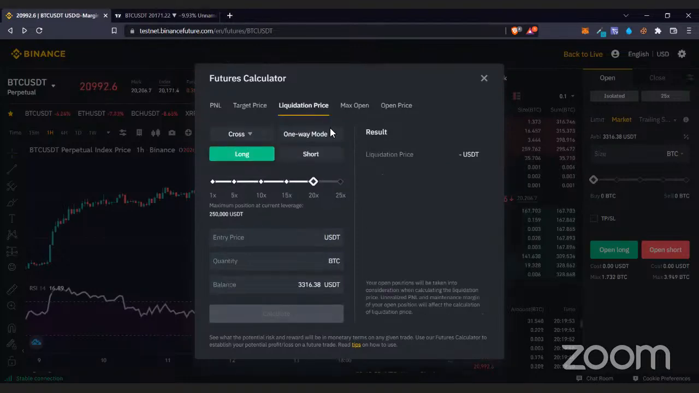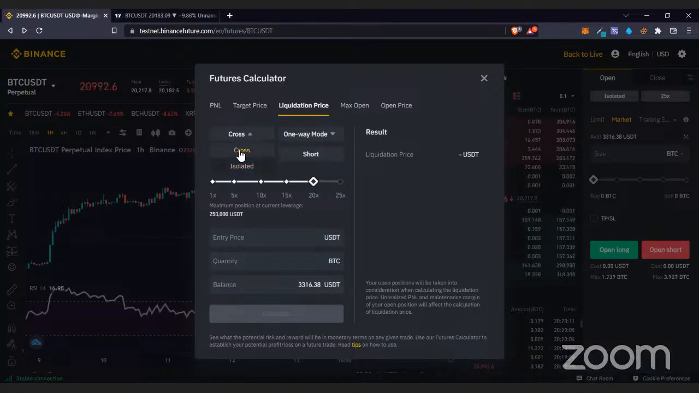All right. And then the next tab here is the liquidation price. When you click on the liquidation price, it gives you an option to select the margin mode. We have the cross and the isolated. I believe you already understand what cross and isolated margin are all about.